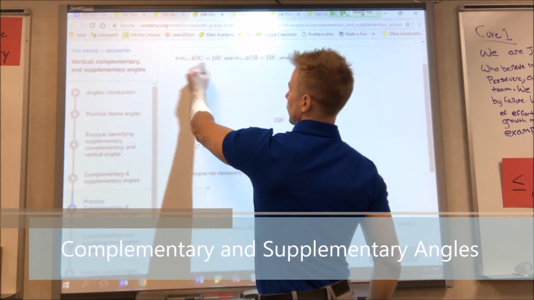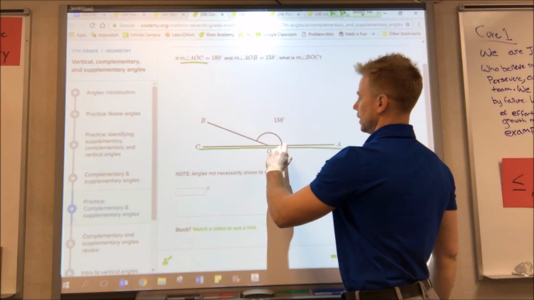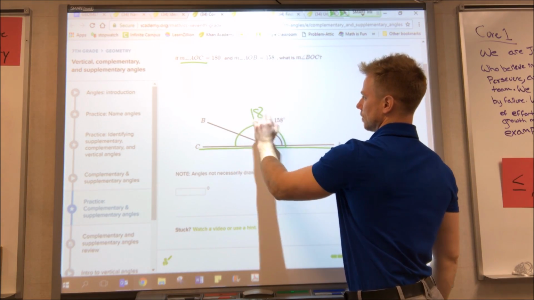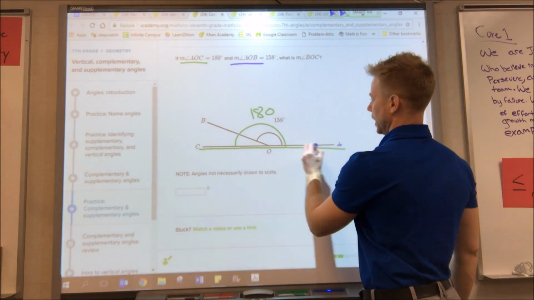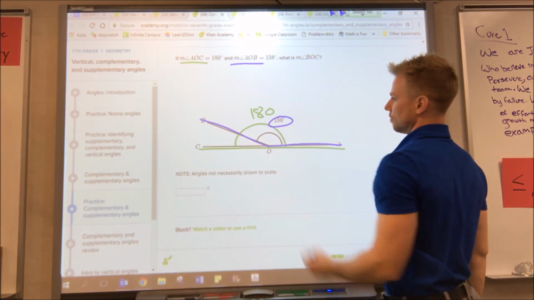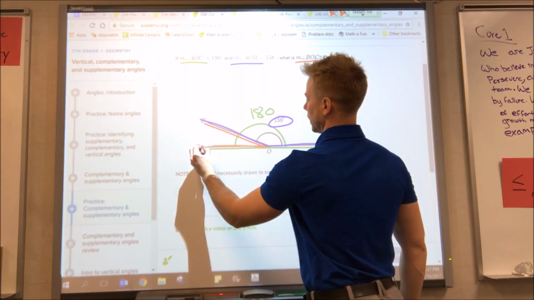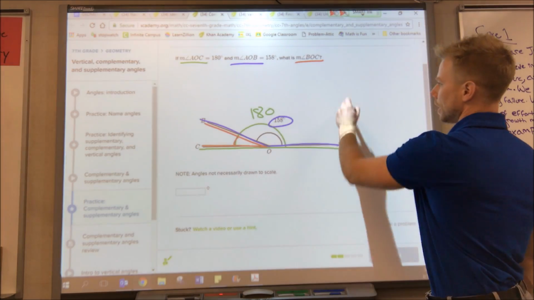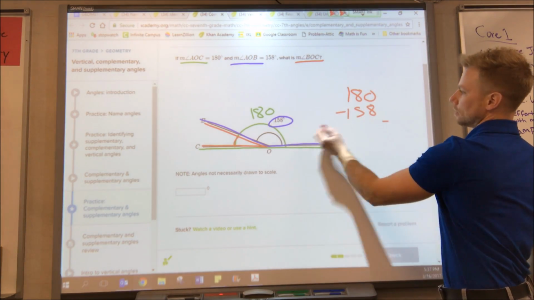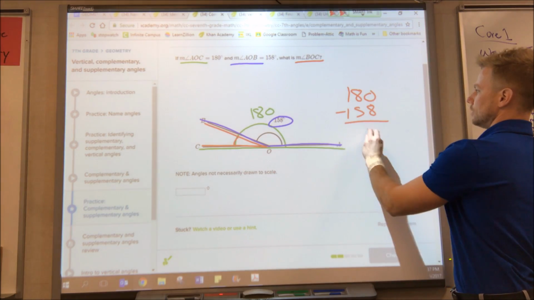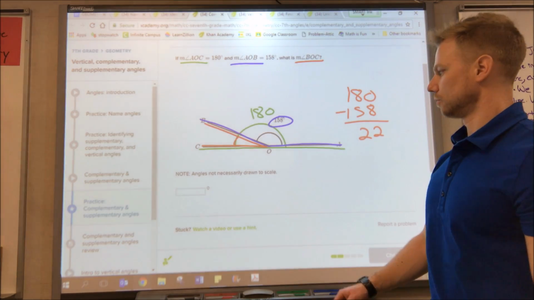Okay, they're telling us the measure of angle AOC is 180 degrees. So that's a straight line, 180 all the way around. We know AOB is 158. A to O to B is 158. We want to find BOC. We need to find this right here. So how do we do that? We do 180, which is all of it, minus 158, which is the part that we know. It tells us what's left has to be 22.